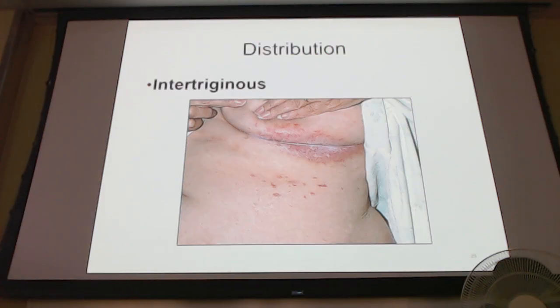Intertriginous, so you see that is in the upper or under part of the breast. So that could be the breast, that could be the stomach, that could be the groin. Those are intertriginous areas that we can see with some fungal aspect. We can see it with Pseudomonas. We can see that with obesity, diabetes. Oftentimes we see these things located in those areas.